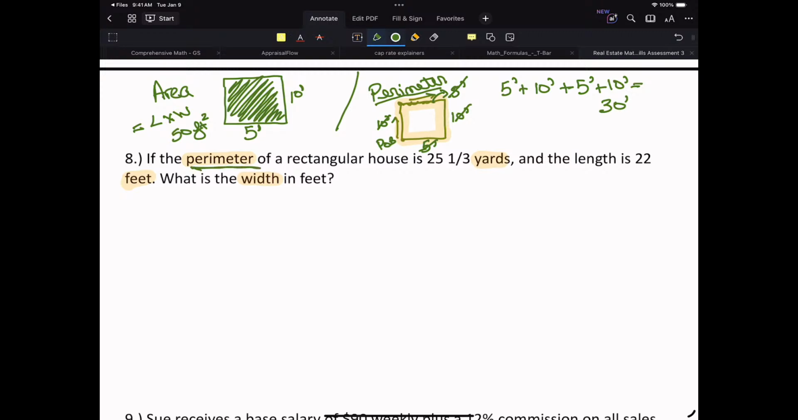What is the perimeter of a rectangular house? So first, let me draw a rectangular house. Now, in general, when you see two numbers, if you had a problem that said a house is 45 feet by 20 feet, I'm just making up numbers. The 45, that first number, is the width, and the second number is the length.